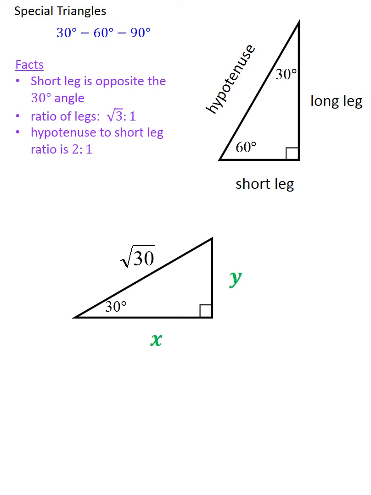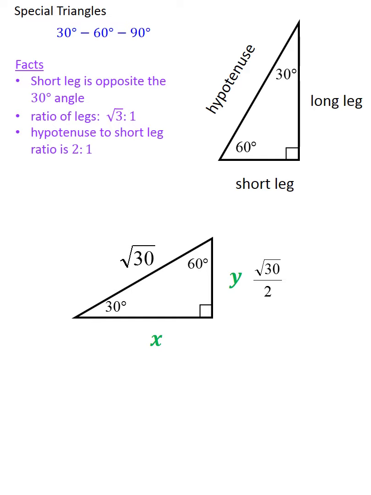Here's another example. Knowing that one of the angles is 30 means the other one must be 60. Thus we have a 30, 60, 90 triangle and all the facts above apply. So let's see. If we look at the 2 to 1 ratio between the hypotenuse and the short leg, we'll be able to find y, since y is the shorter leg. The 2 to 1 ratio essentially implies that y is half of the hypotenuse, and therefore must be radical 30 over 2.